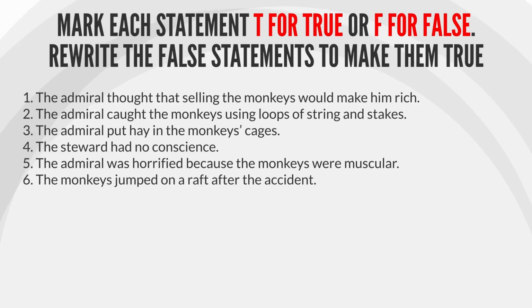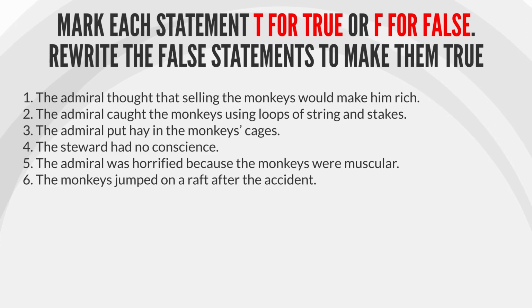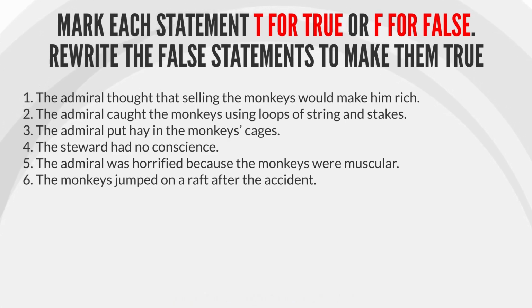1. The admiral thought that selling the monkeys would make him rich. 2. The admiral caught the monkeys using loops of string and stakes. 3. The admiral put hay in the monkeys' cages. 4. The steward had no conscience. 5. The admiral was horrified because the monkeys were muscular. 6. The monkeys jumped on a raft after the accident.